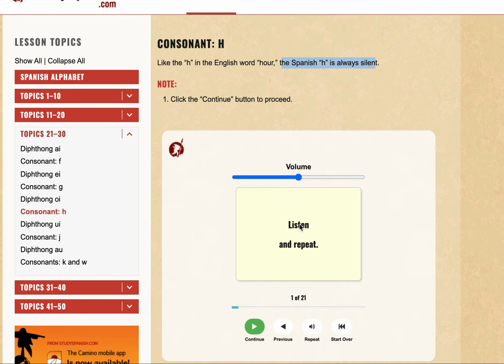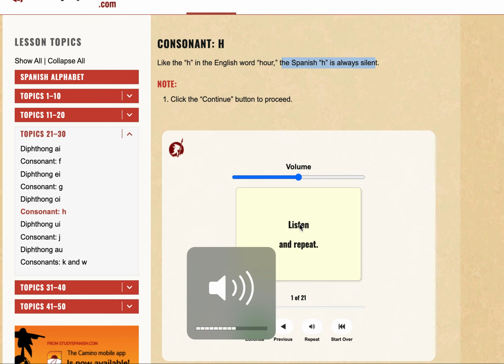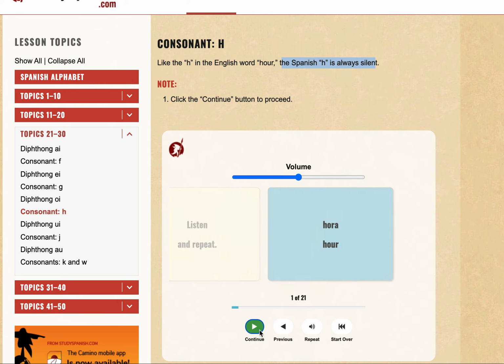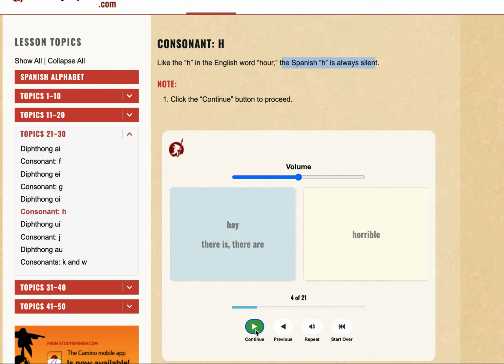Listen and repeat. Hora, hora. So H is silent. Hola, hola. Ay, ay. Horrible, horrible. This is the trilling R because you have two R's together. So it's horrible, horrible.